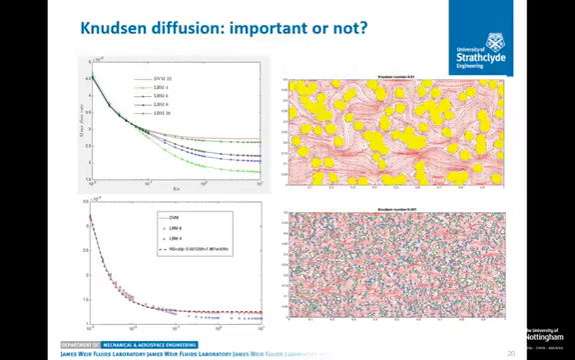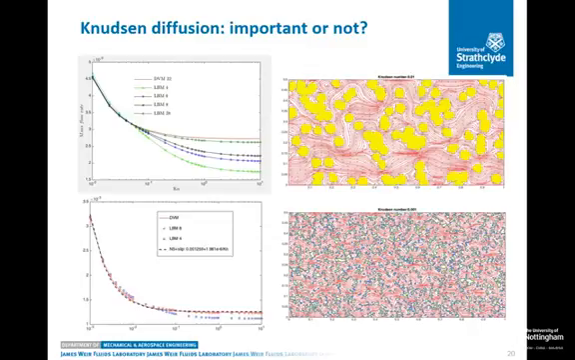People also try to separate the effect of Knudsen diffusion from the mass flow rate. We just want to test whether Knudsen diffusion is really important or not. For a simple straight channel, yes, it's very important and makes quite a big contribution. But once you increase the complexity of the geometry, I think its importance is reduced.